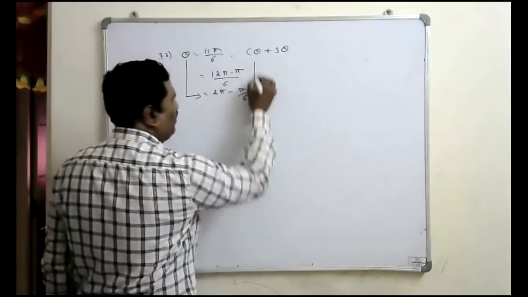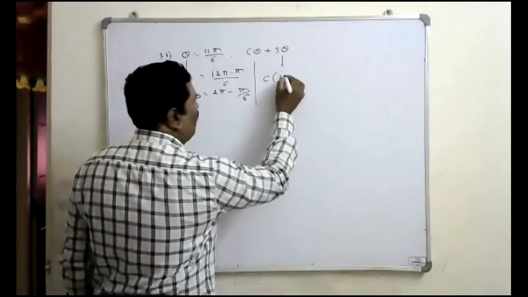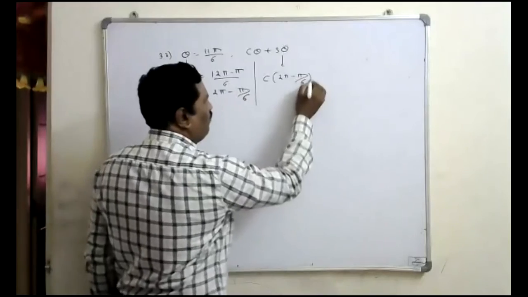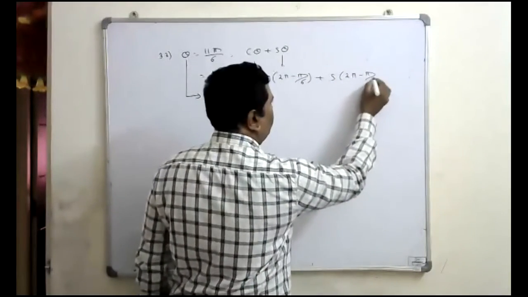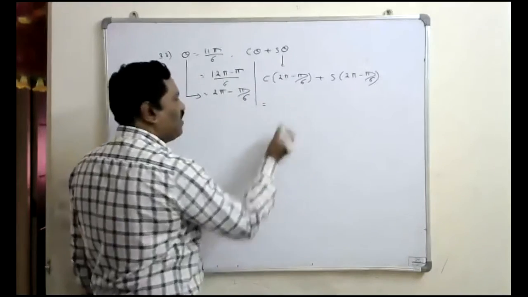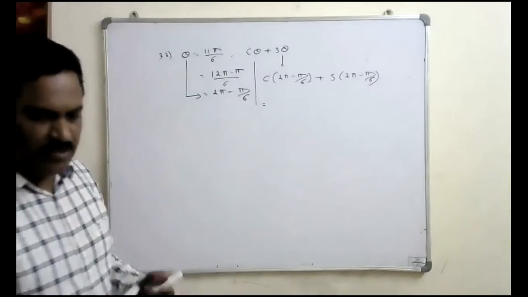Now we will substitute that here. Cos of (2 pi minus pi by 6) plus sine of (2 pi minus pi by 6). Tell me, what is the value of cos (2 pi minus pi by 6)? 2 pi minus, which quadrant is it?